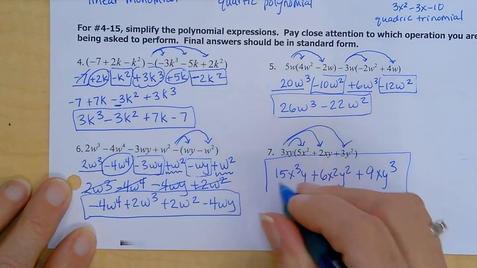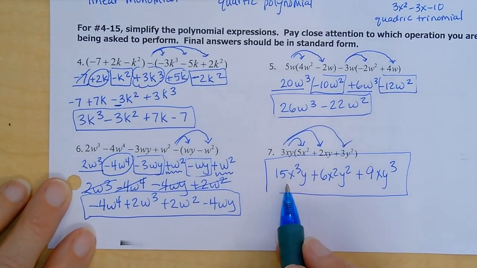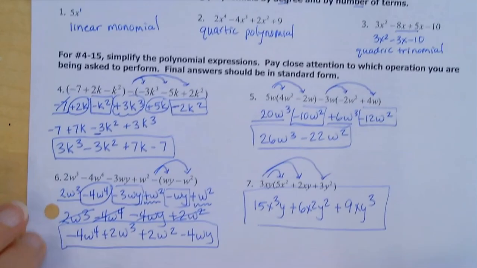I'll double check that I'm in order. X is first alphabetically, and so I'm going to go with the highest exponent on the x and then come down. So that looks like my answer. Okay. Check out some more problems.